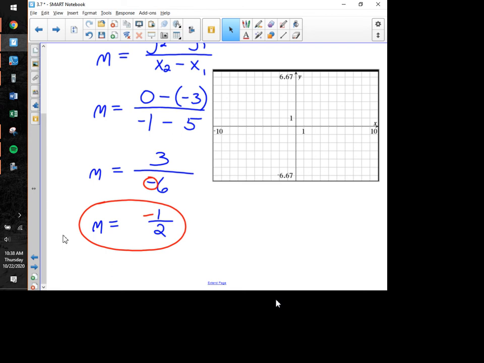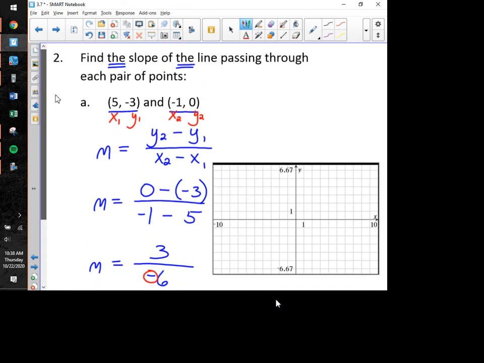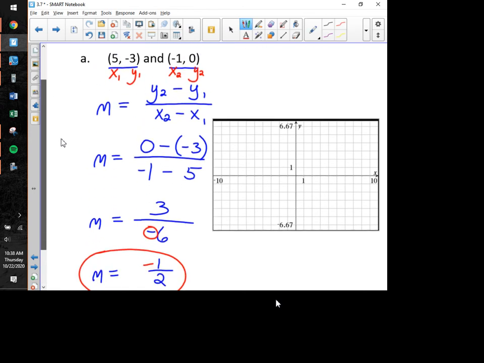Now again, this is not the way you're normally going to do it. I just want to illustrate what's happening here. So our points were 5, -3. So from the origin, I go 1, 2, 3, 4, 5 to the right, and then 3 down, and that gets us, I'm going to call that point A, everybody, at 5, -3.